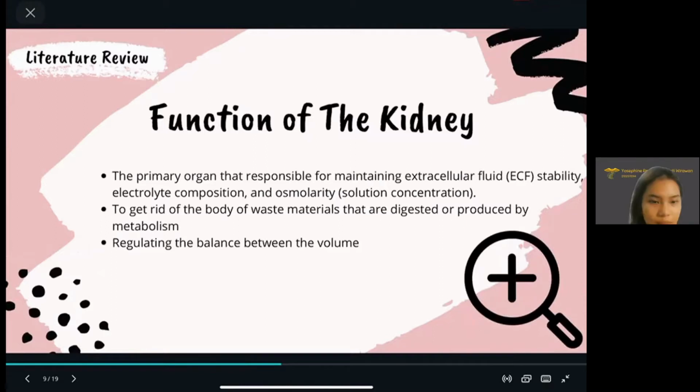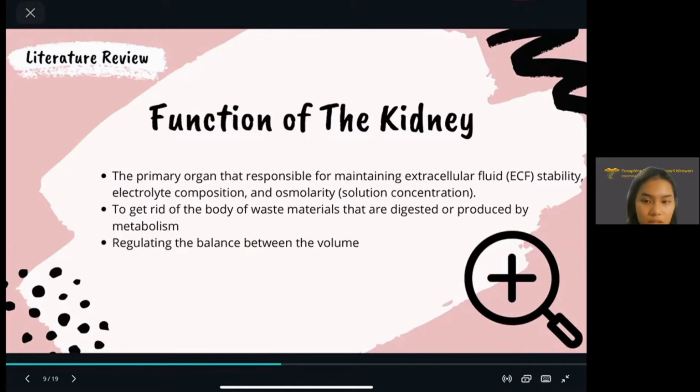Good morning, everyone. My name is Josephina Della Prastwirawan, and the last three digits of my ID number are 094. I will explain the general function of the kidneys. The kidneys are the primary organ responsible for maintaining extracellular fluid stability, electrolyte composition, and osmolarity. Not only that, the kidneys also function to adjust the output of extracellular fluid constituents to avoid abnormal fluid loss through excessive sweating, vomiting, diarrhea, or hemorrhage.